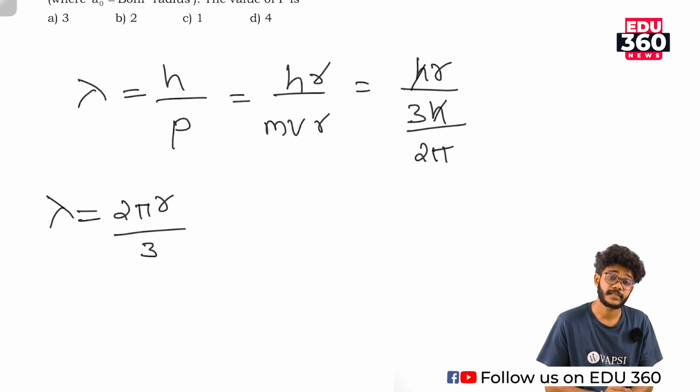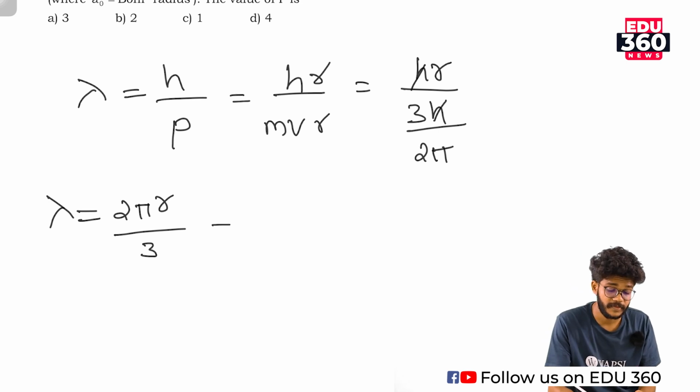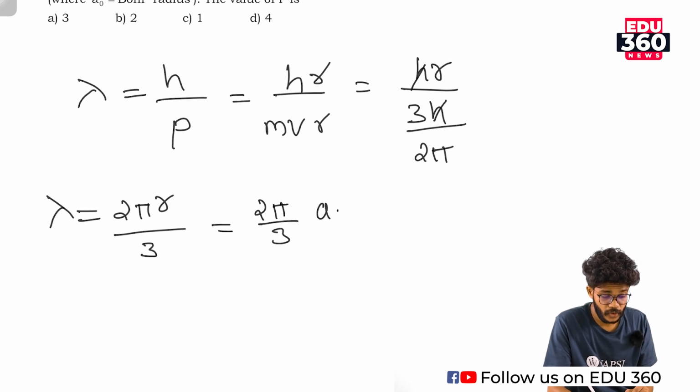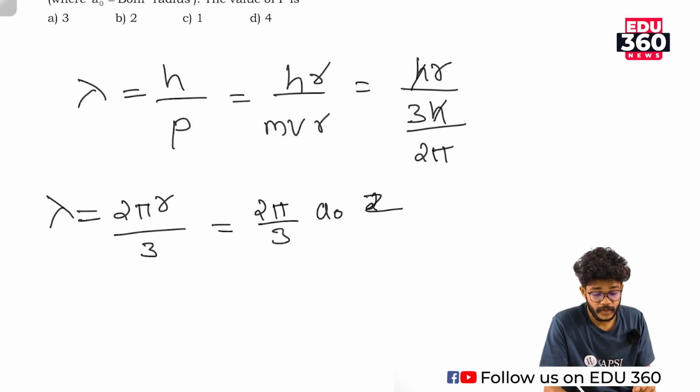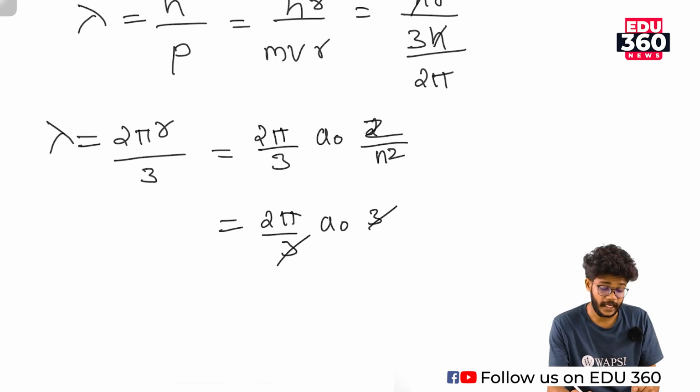And what is the radius r? r is the radius of the charged particle which is revolving. That can be connected with the Bohr radius a0. So 2 pi by 3, and r is a0 into z by n square. And n is 1. So z is 3, and z by n square gives 2 pi by 3 a0 into 3. 3 and 3 can be cancelled and 2 pi a0 is the lambda.